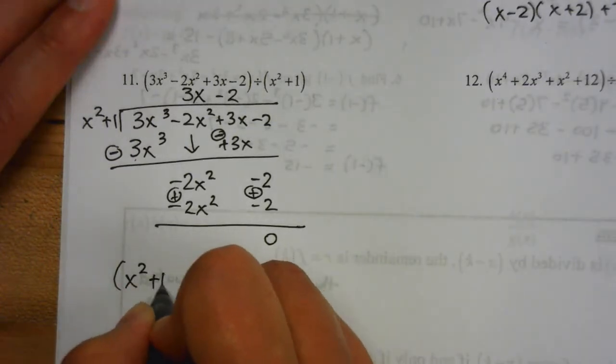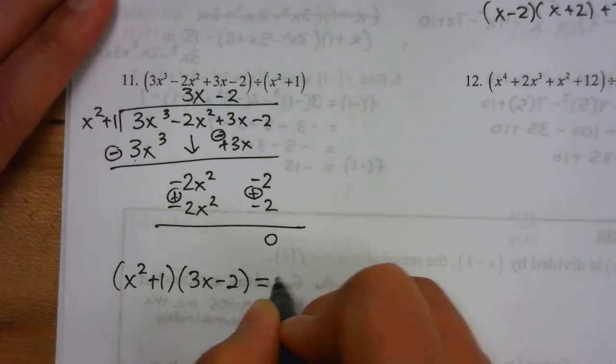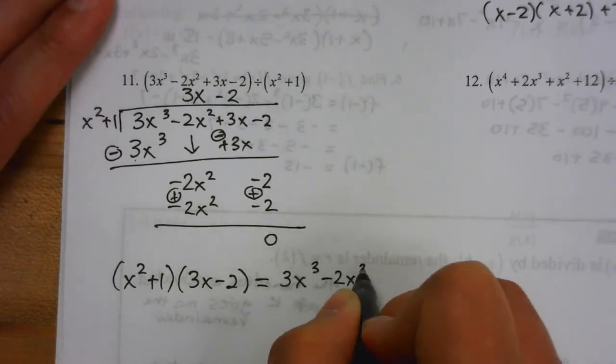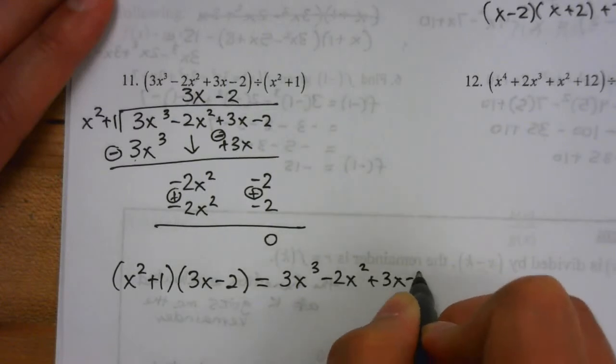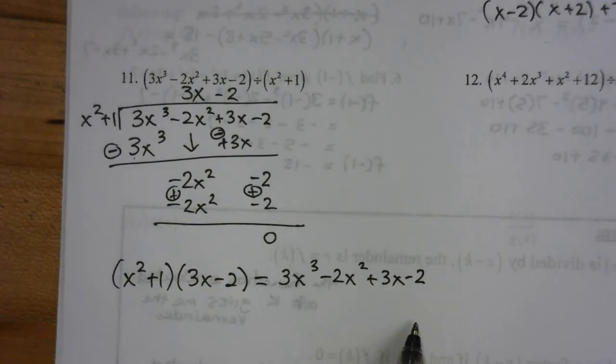We have x squared plus 1 times 3x minus 2 is going to be equal to our original function, 3x cubed minus 2x squared plus 3x minus 2. And that's our final answer down here. Okay.